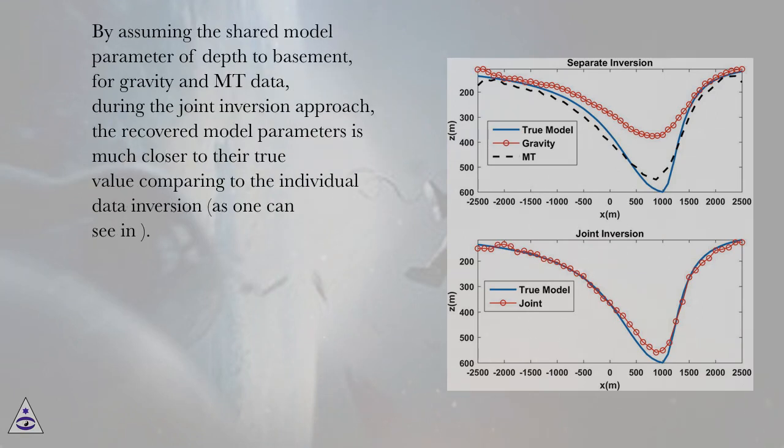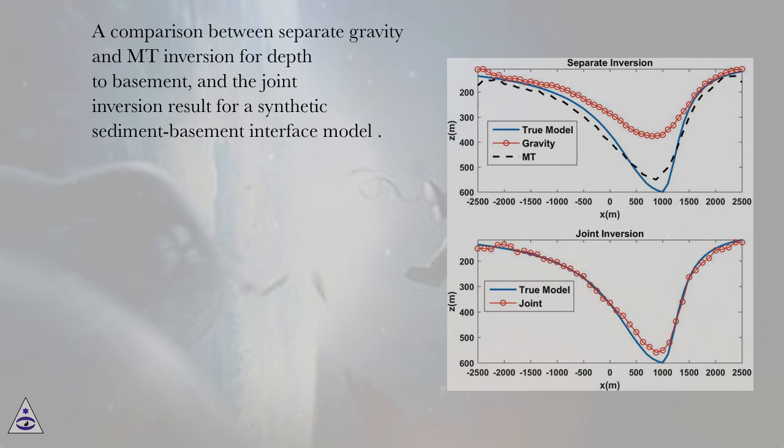By assuming the shared model parameter of depth to basement for gravity and magnetotelluric data during the joint inversion approach, the recovered model parameters are much closer to their true values compared to the individual data inversion, as one can see in a comparison between separate gravity and magnetotelluric inversion for depth to basement, and the joint inversion result for a synthetic sediment basement interface model.